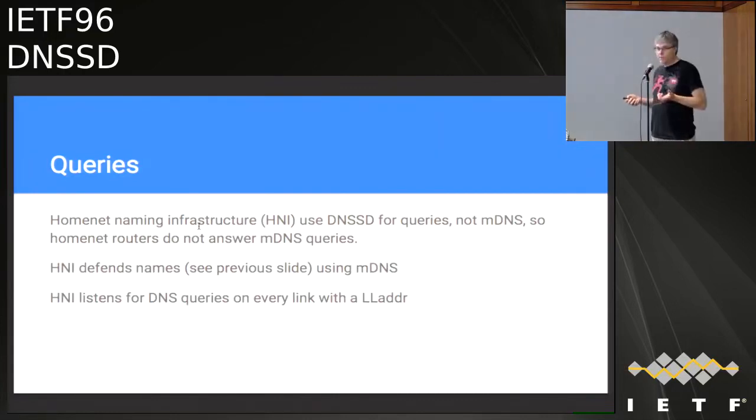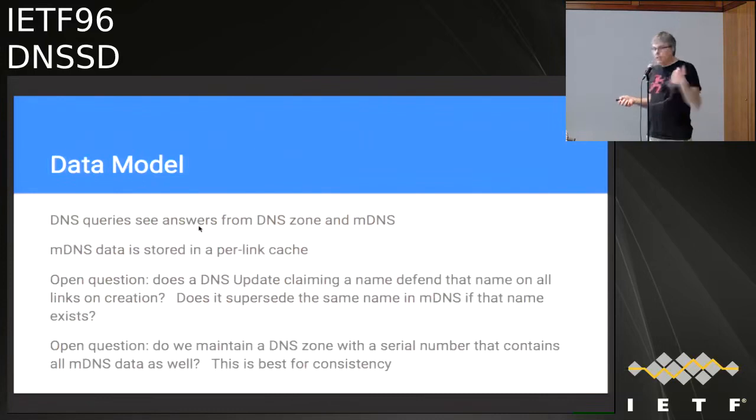Other HomeNet routers can too, and this can be agreed on using HNCP, and if a HomeNet router doesn't support that, it'll just forward the queries to that router or to that device. So if you do a DNS query, you're going to get answers both out of the DNS zone and out of MDNS. I think the way to make this work is to have a per-link cache of MDNS data, which would have actually 3 sort of pseudo zones in it.